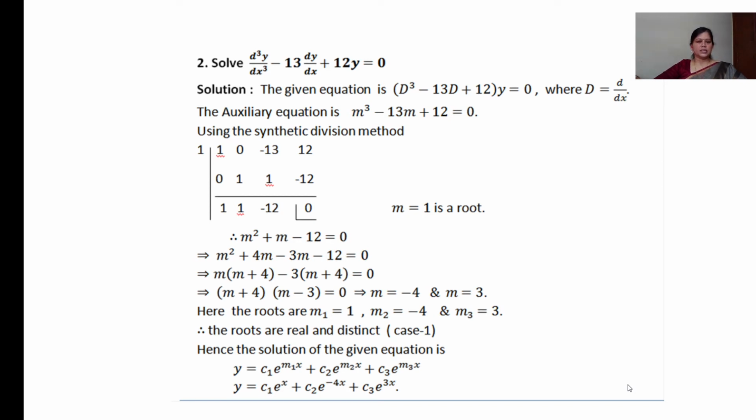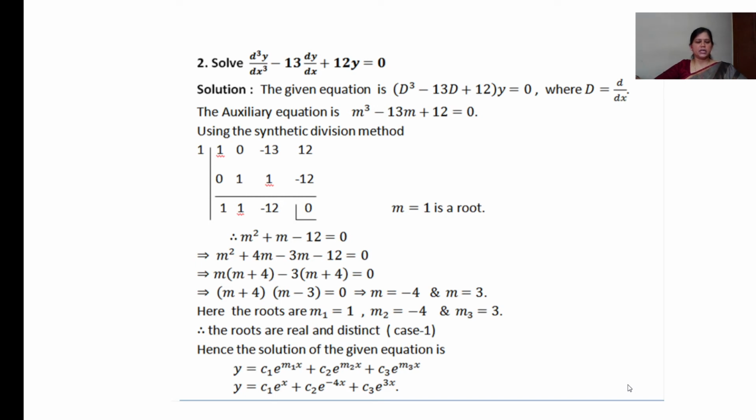So now using the synthetic division, we got one root and the equation is reduced to quadratic form. If it comes to quadratic form, it is easy to solve and get the value of m. So again we are going for middle term splitting only. Here we have the middle term plus m. So plus m we are writing as plus 4m minus 3m. So the equation becomes m square plus 4m minus 3m minus 12 is equal to 0.